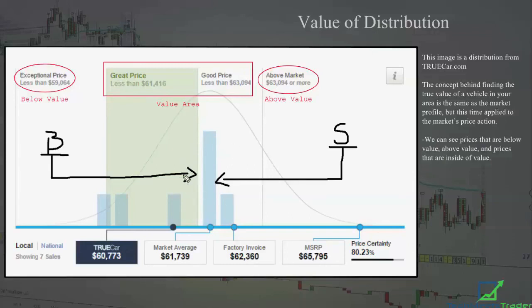Too many transactions occur there, and I'm selling what everybody else is buying. I want to take advantage of prices above value and prices below value. This is how we can unlock the best bang for our buck.